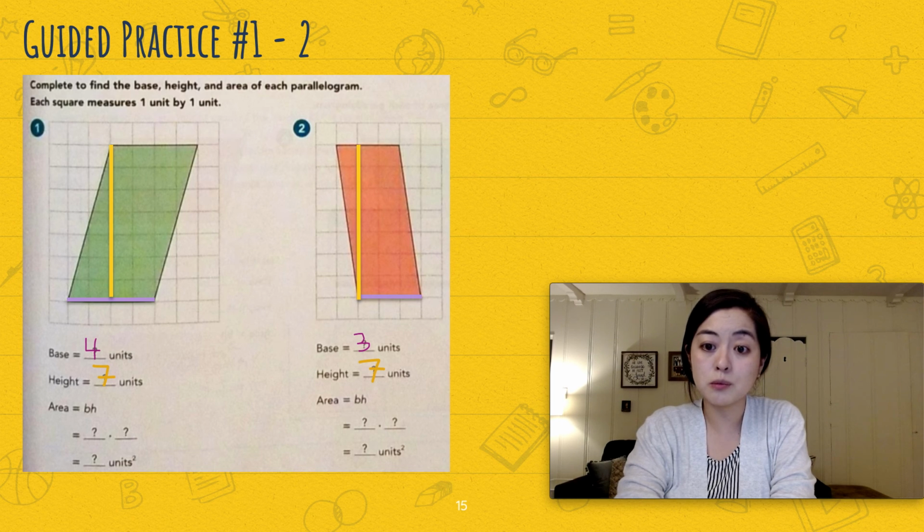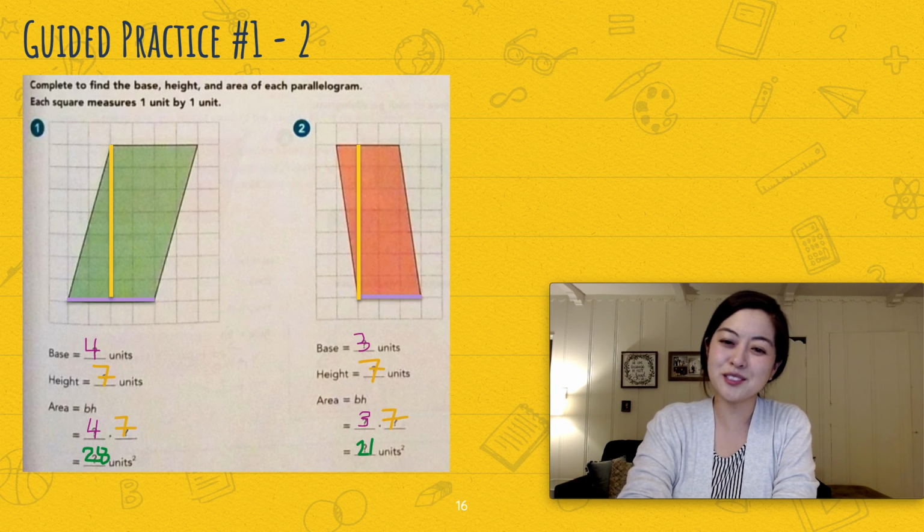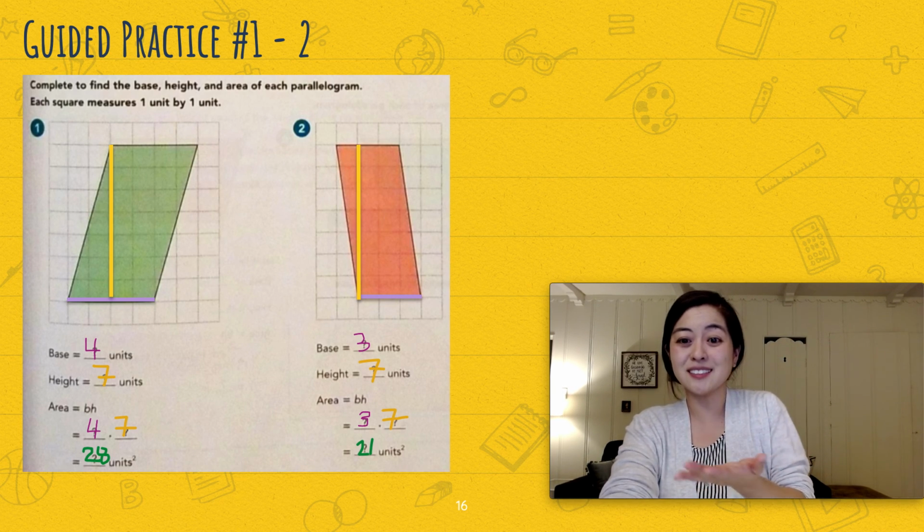And then I'm going to input those values into the formula for the area of the parallelogram. So for number 1, it becomes 4 times 7, which is 28 square units. And for number 2, it's 3 times 7, which is 21 square units. How'd you do? Did you get the same answer?